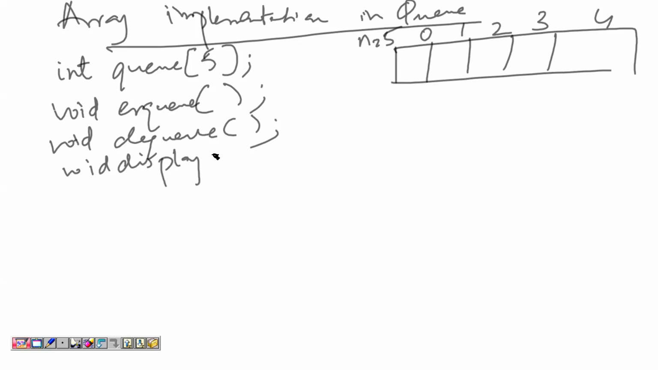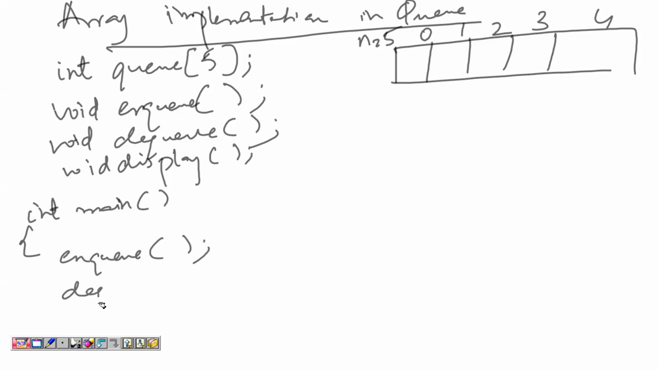Now inside the main method, I have to call these functions, right? So I'll write enqueue of something, dequeue, and the display method. If you want, you can take a switch case and implement case 1 as enqueue, case 2 as dequeue, case 3 as display, and case 4 as exit. Like this you can implement. And outside this main method, I will write the whole logic.